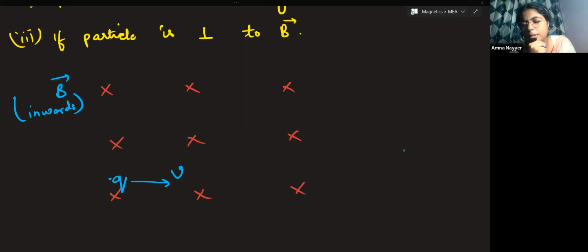You have to curl your fingers towards the magnetic field and see where the thumb is pointing. Place your hand along the velocity. When your magnetic field was pointing towards the right, you had to keep your hand like this. If it is inwards, how do you have to keep your hands? Just see.